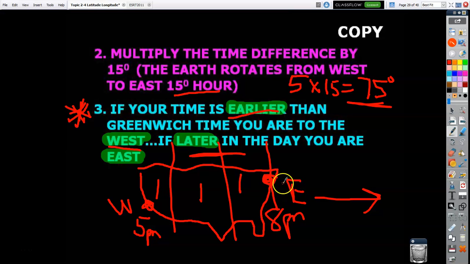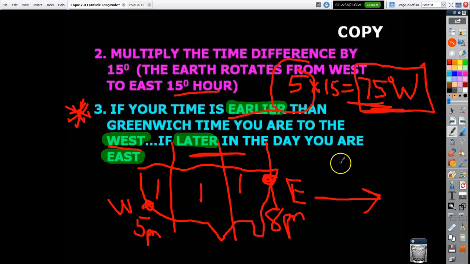Now, if we compare not New York and LA, but using Greenwich, England, we are earlier than England. We're always 5 hours earlier than Greenwich. We are always to the west. So 5 times 15 gave us 75. And because we are earlier than England, we are to the west. So our longitude would be roughly 75 degrees west longitude.